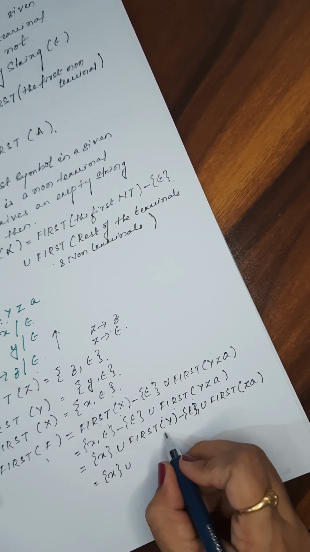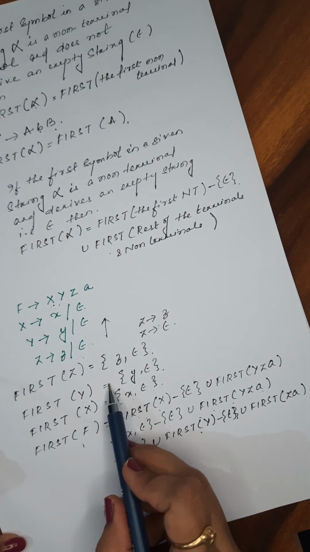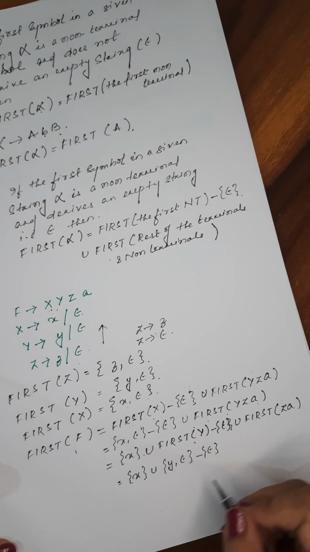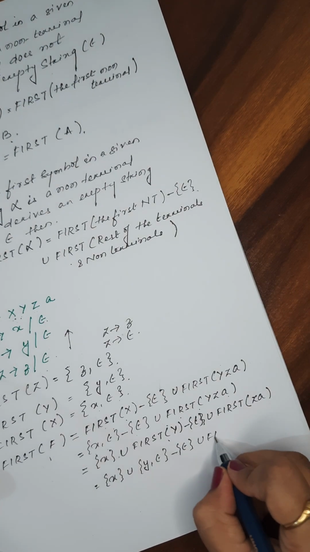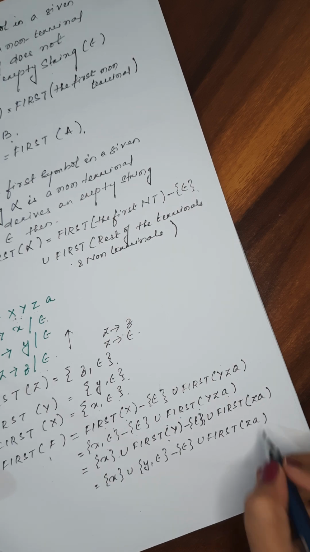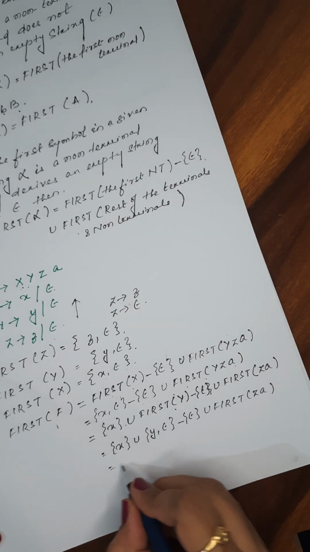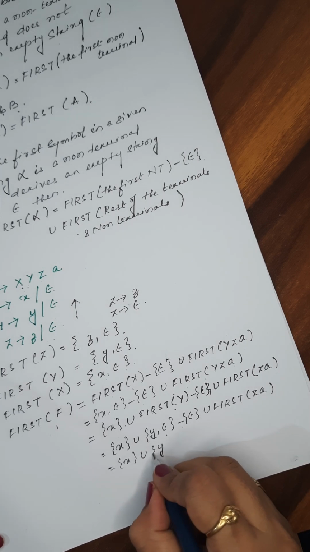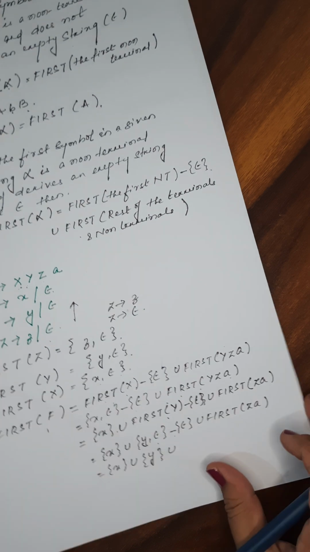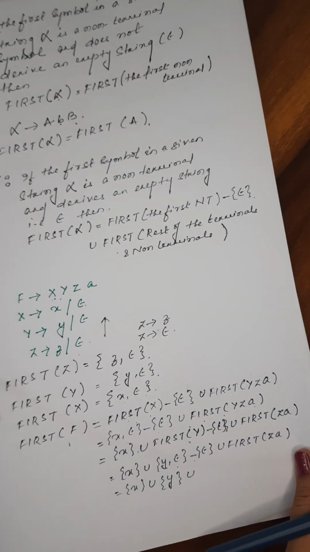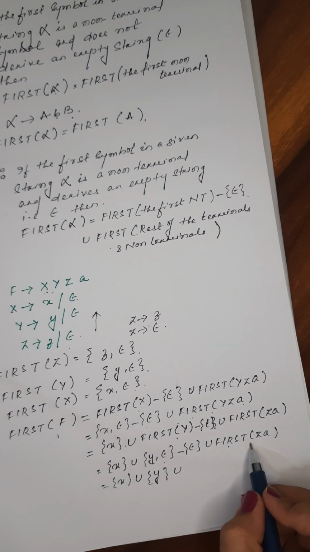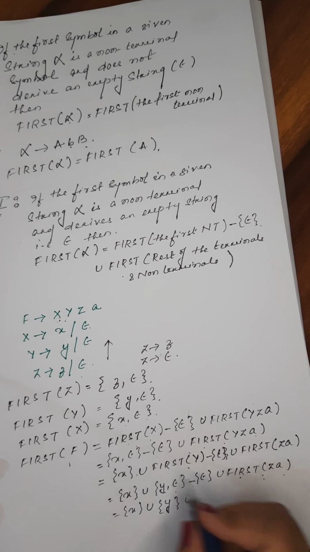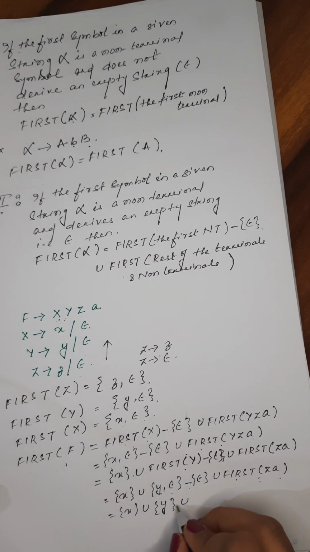X union first of y. We have already calculated first of y over here, first of y is y epsilon, so y comma epsilon minus epsilon, union first of za. Then again x union y epsilon minus epsilon will give you only y union. Again not complete, so we have to check the rules again. See again, first of za, what is z? Non-terminal. Check the question, z derives an empty string, again the same rule will be applicable.